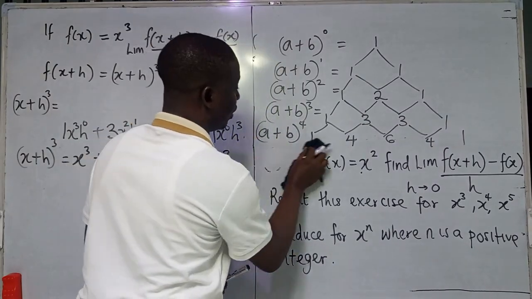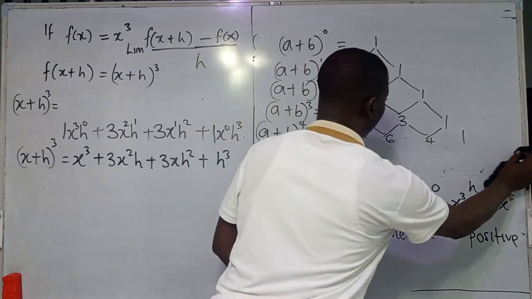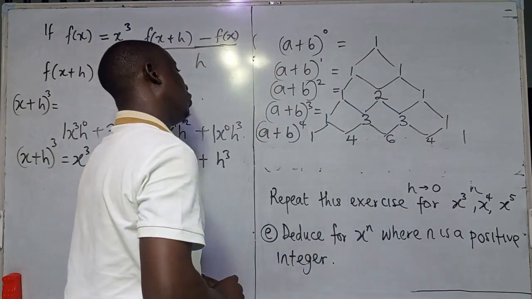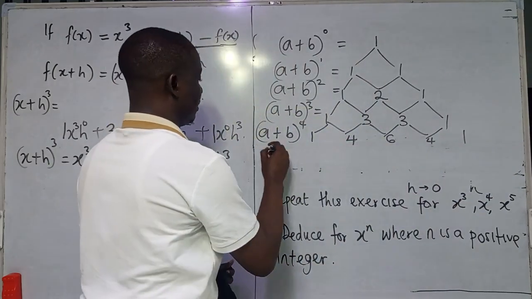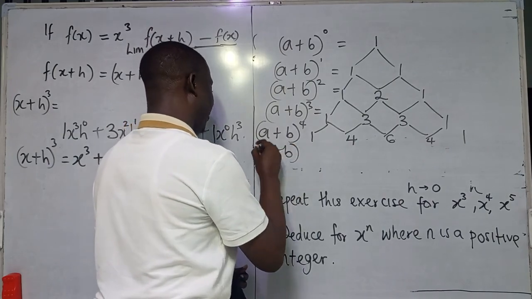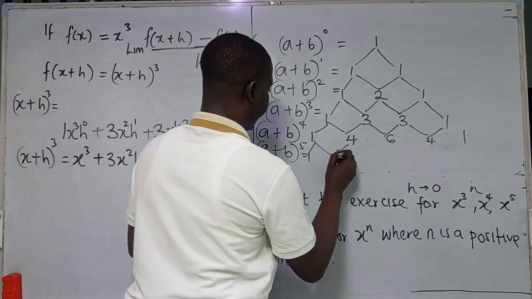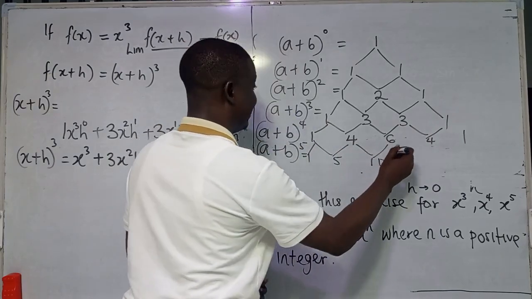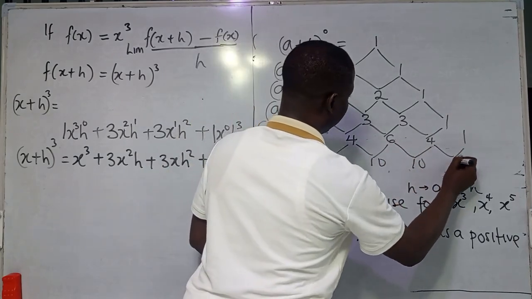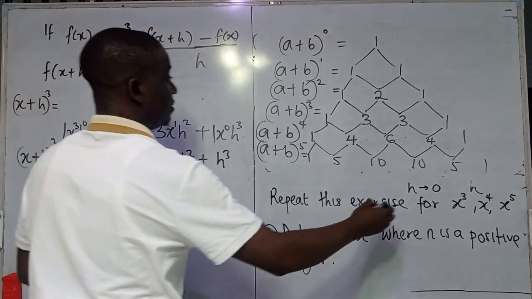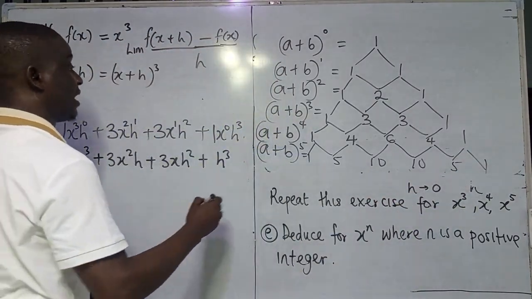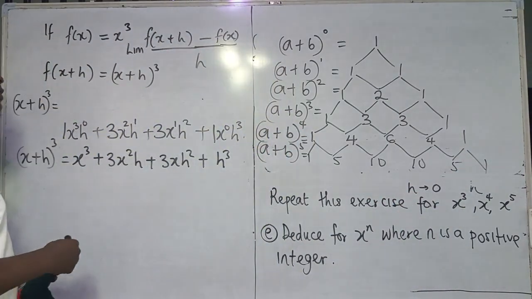Then if you want to do what? Let me clean this. I already have the question. Then if you want to find (a plus b) raised to the power 5, that will give us 1, 5, 10. If you add it together, 10, 5, 1. So that is it. This is what we call Pascal triangle.